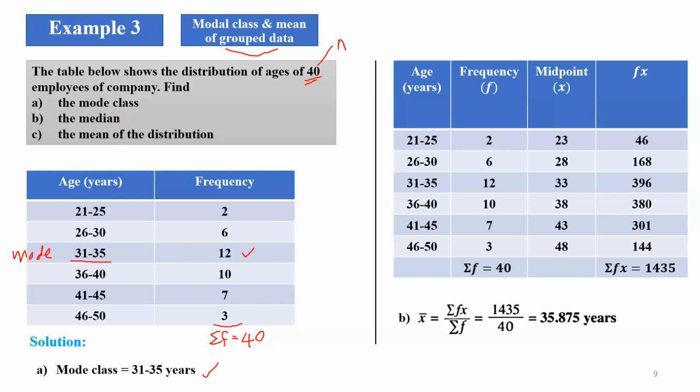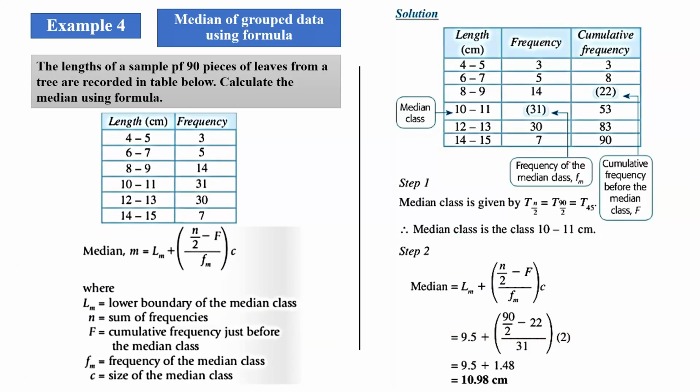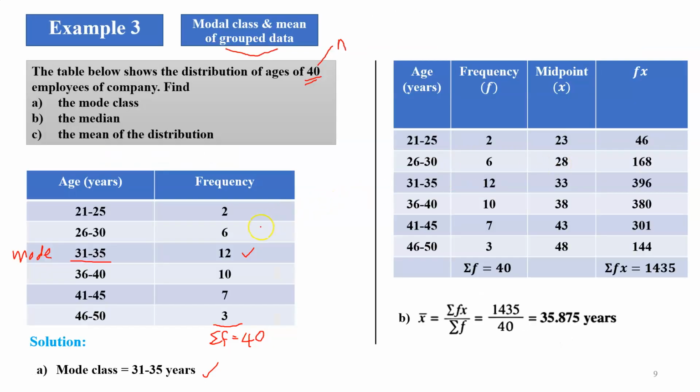So next, you need to find your median. Previously we needed to find our cumulative frequency, but now you need to find the x over here. For the median, of course, you need to use a formula. There will be a formula for this, okay? So I'll show you later for the median. Let's skip this question first because I'm going to show you later. We move on to question C, which is the mean.